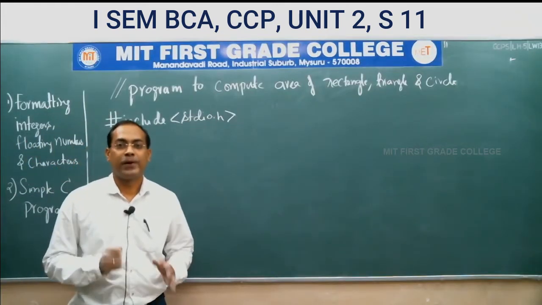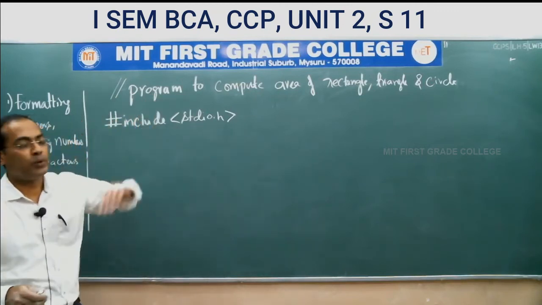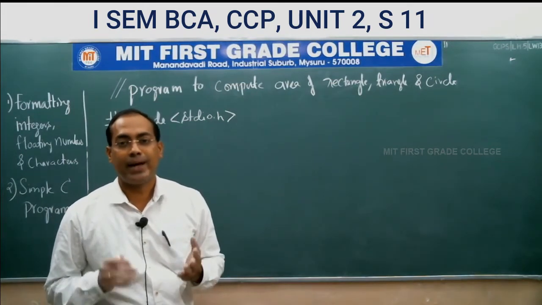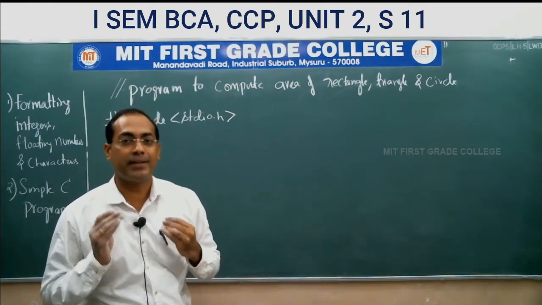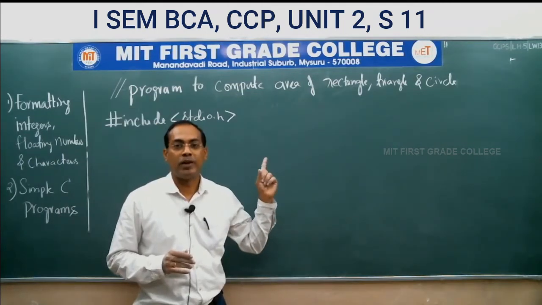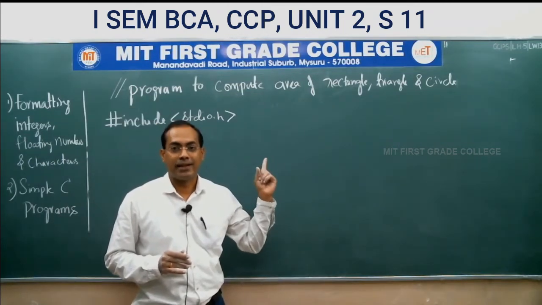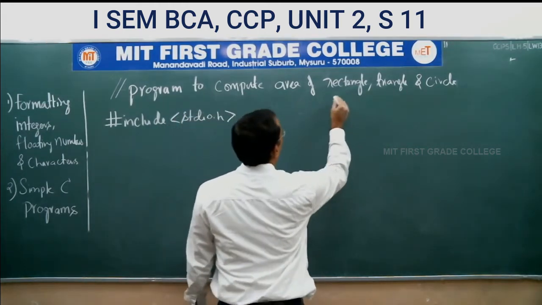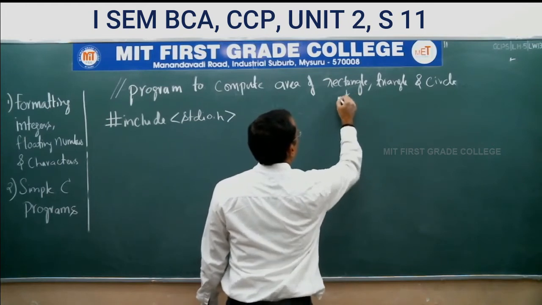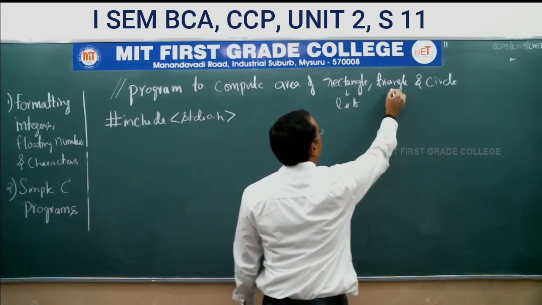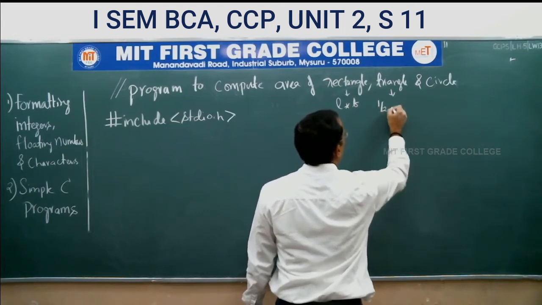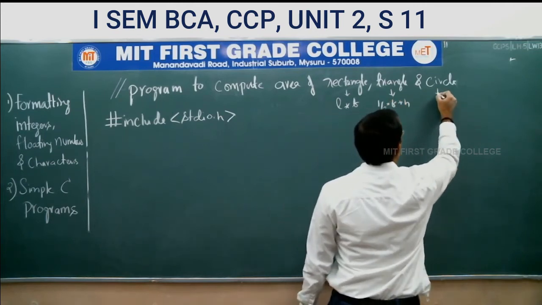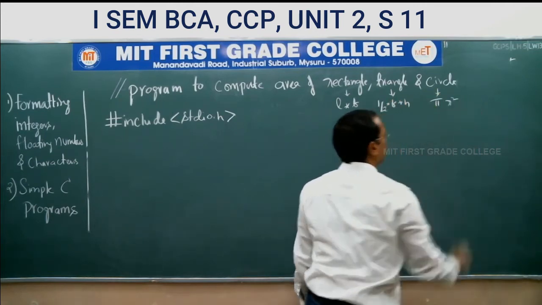The next program we are going to discuss is a program to compute the area of a rectangle, triangle as well as circle. Again very basic and simple. The only thing we need to know is the formula of the area of rectangle, circle as well as triangle. So area of rectangle is length into breadth. Area of triangle is half base into height. Area of circle is pi r square.